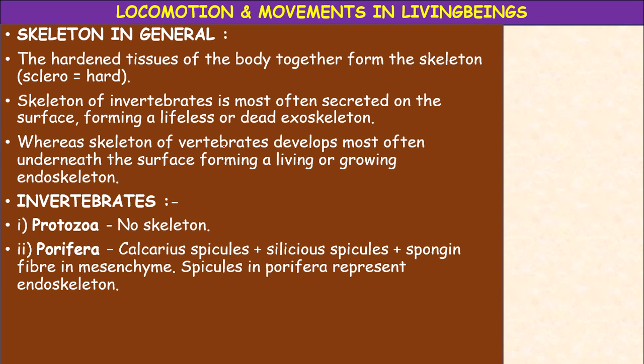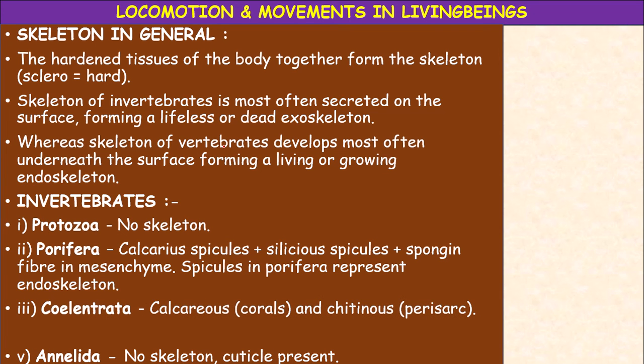The spicules in the porifera represent the endoskeleton. So, we can say in poriferans the endoskeleton is in the form of spicules. These spicules are calcareous spicules, siliceous spicules, and the spongin fibers in mesenchyme. These 3 types represent the endoskeleton in poriferans. Example for porifera, sponges. Next, coelenterata or cnidaria.